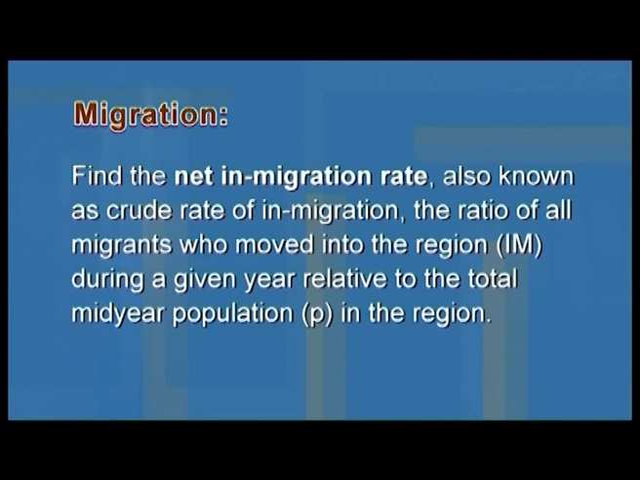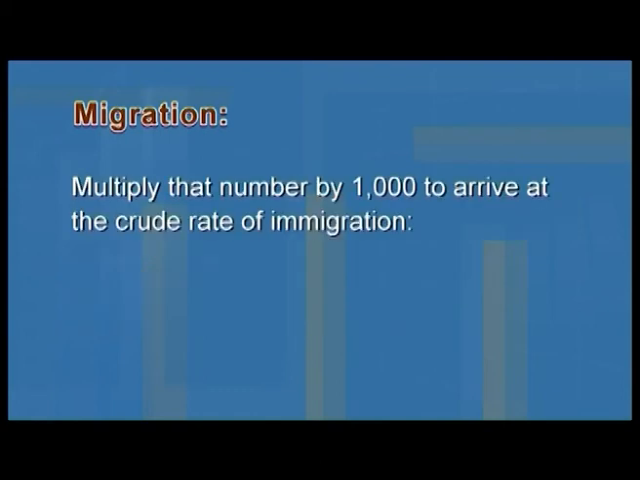Find the net in-migration rate, also known as the crude rate of in-migration: the ratio of all migrants who moved into the region during a given year relative to the total mid-year population P in the region. Multiply that number by 1000 to arrive at the crude rate of immigration. IMR is equal to IM by P into 1000.